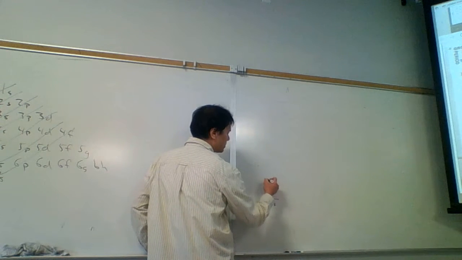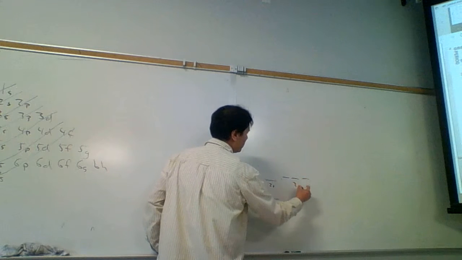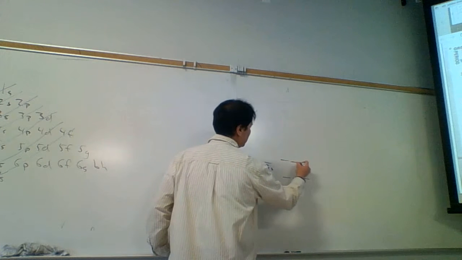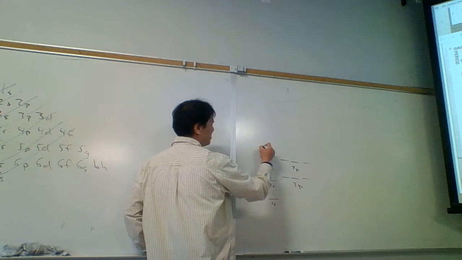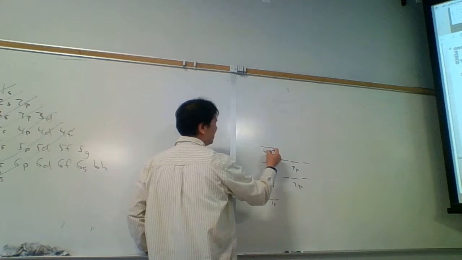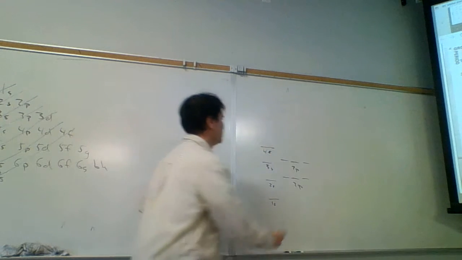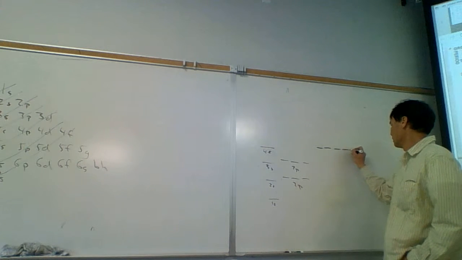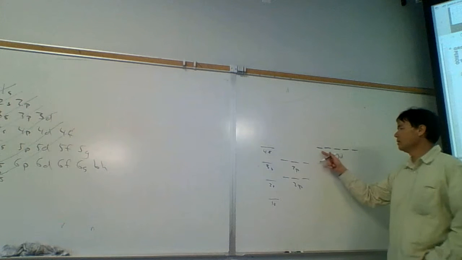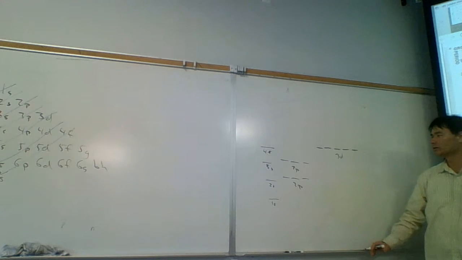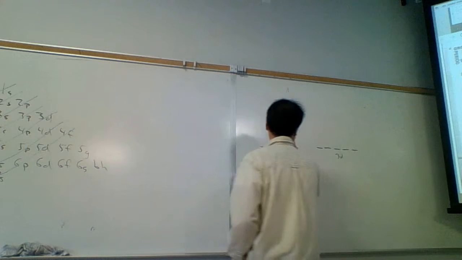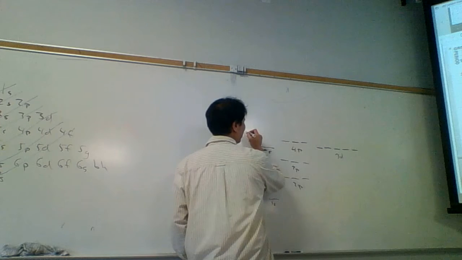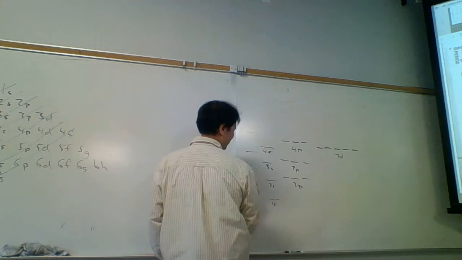I'm going to start off with 1s, 2s, 2p, second shell. Third shell would be 3s, 3p. Fourth shell is going to be 4s. And then what? 3d. 3d is going to be higher in energy, and I'm just going to write it over on the right here. How many orbitals? 5 3d orbitals. And then what? 4p. And so that's going to be my fourth shell.